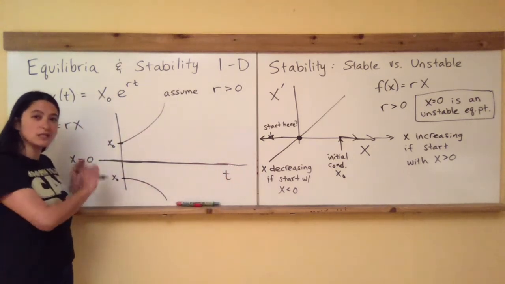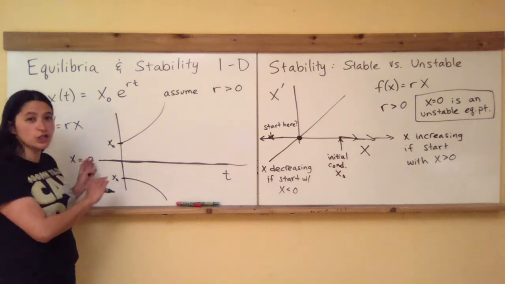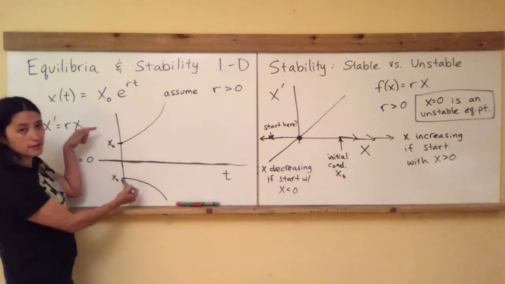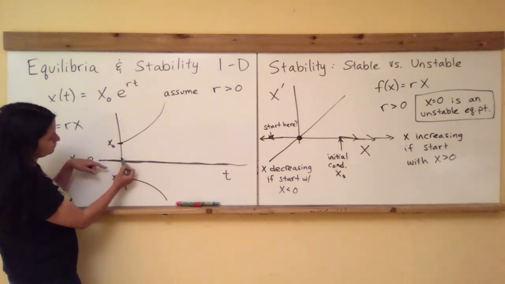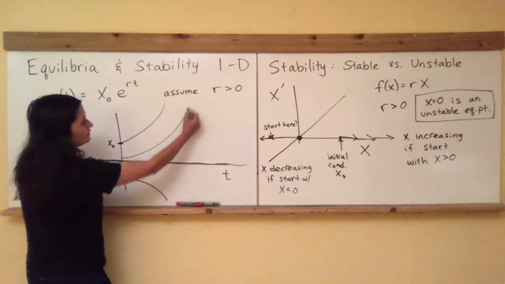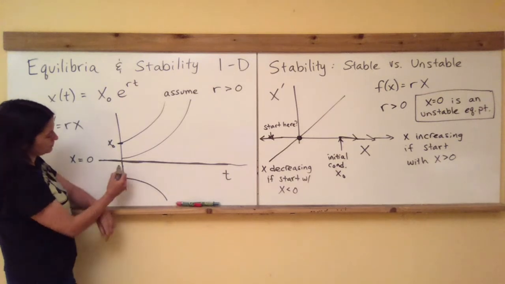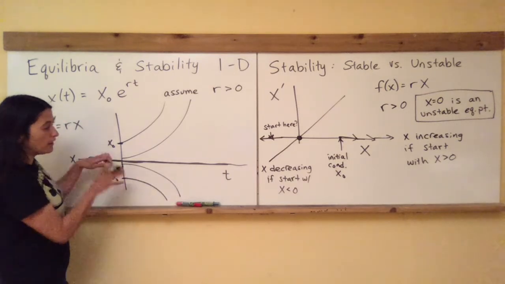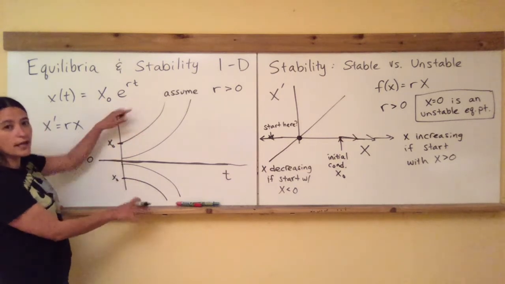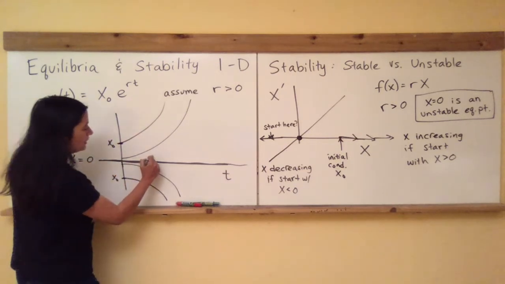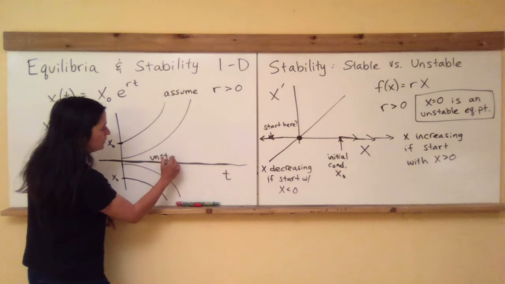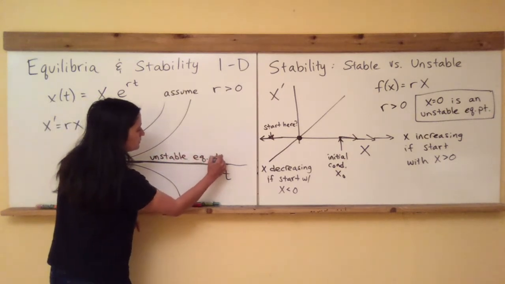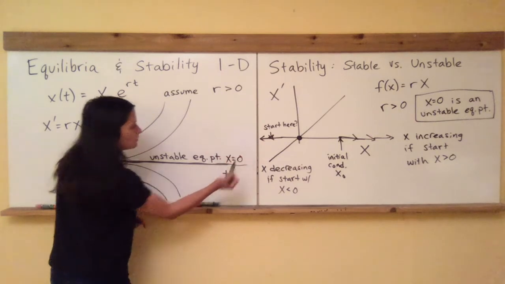If I start with nothing, I'm not going to change at all. But you can see that if I start away from nothing, even if I start close to it, if I start with a little bit of positivity, that's going to increase. If I start with a little bit of negativity, that's going to decrease. So everything is getting repelled away from this equilibrium point, and that's why we call this an unstable equilibrium. So this is the unstable equilibrium point, x equals 0 in time.